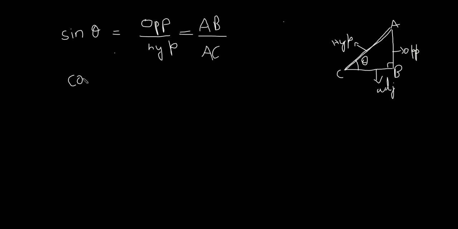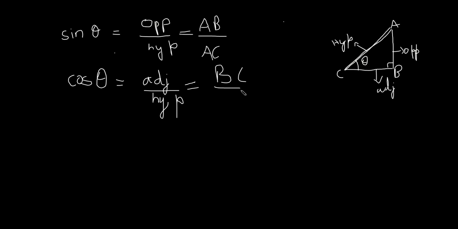And cos theta, or cosine of theta, is equal to adjacent side by hypotenuse. In this triangle, the adjacent side is BC and the hypotenuse is AC.